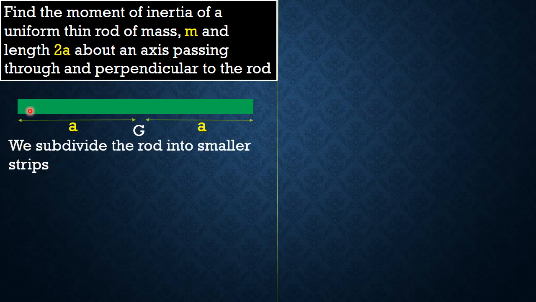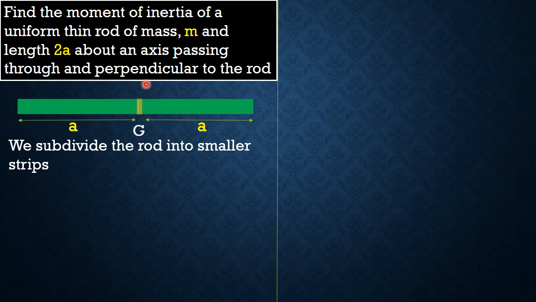Because to get the moment of inertia of this entire rod, if we can divide it into smaller strips and get the moment of inertia of each of those smaller strips, then we can just sum them up and it will give us the moment of inertia of our rod. Let's indicate all of those divisions. Later on we are going to let lambda be the mass per unit length. So we are going to subdivide them like this.